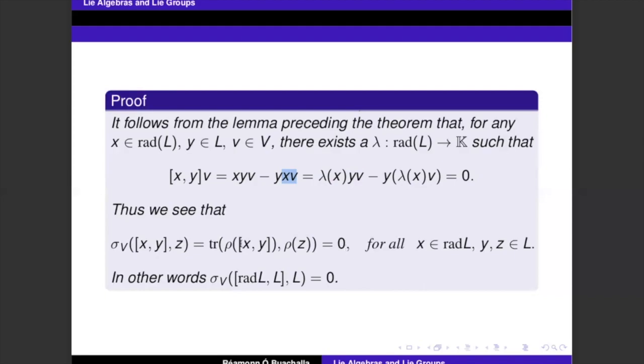Why is it equal to 0? Well, because this element here acts on any element of V as 0, which is to say it's 0. So 0 by any element is going to be 0, and the trace of this is going to be 0. In other words, we're taking an arbitrary element y of the radical and z of L. So it means that sigma of the Lie bracket of the radical of L by L is equal to 0.